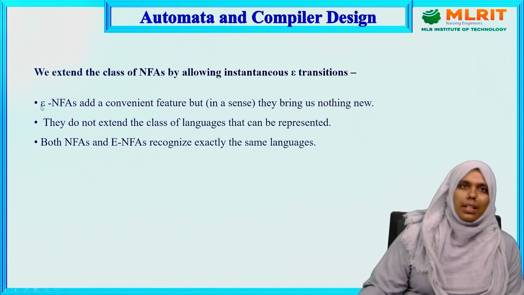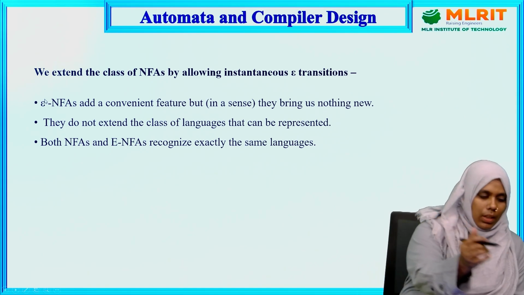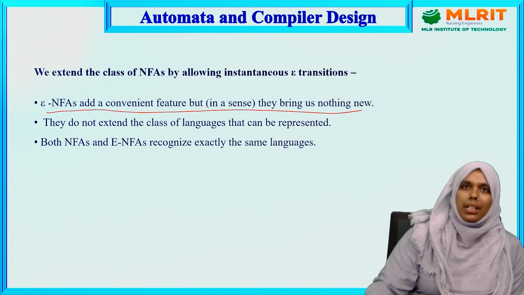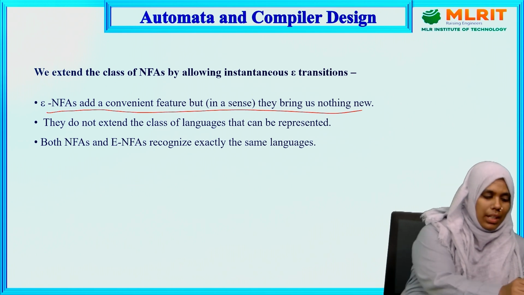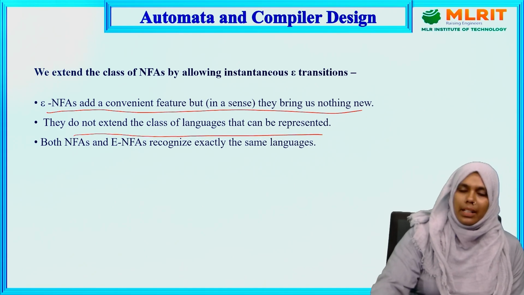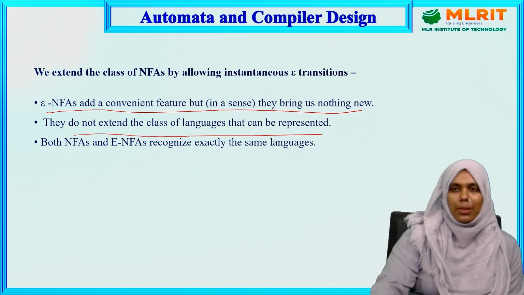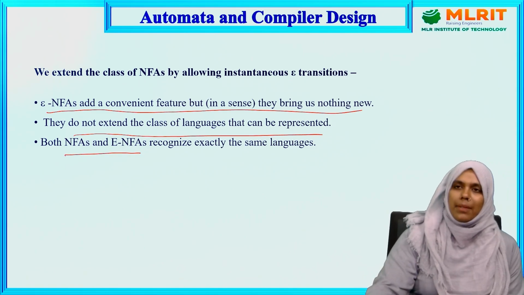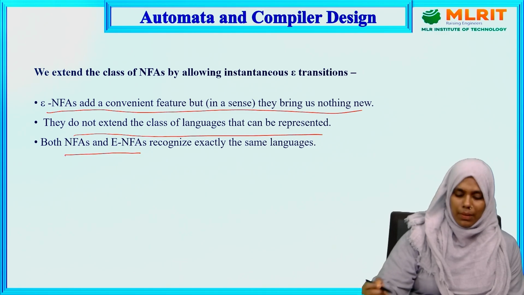The important point is that epsilon NFA has a convenient feature: it does not extend the language that can be represented. Epsilon can be written only in non-deterministic finite automata, not in deterministic finite automata. So both NFA as well as epsilon NFA recognize the same language. There is no difference between the languages.